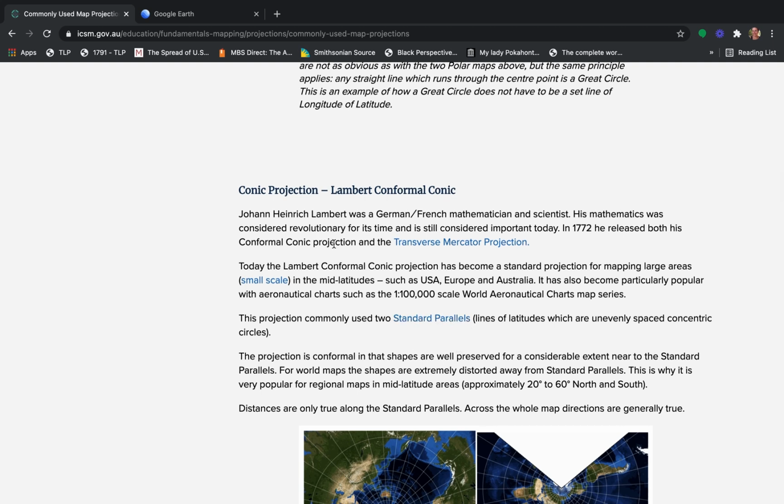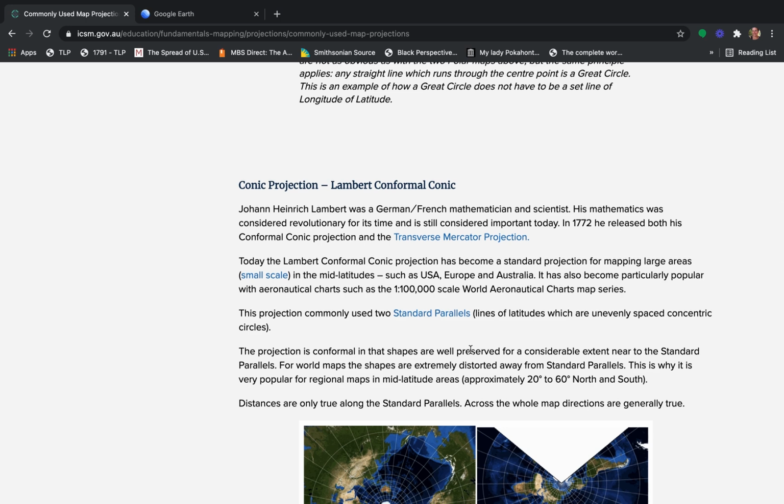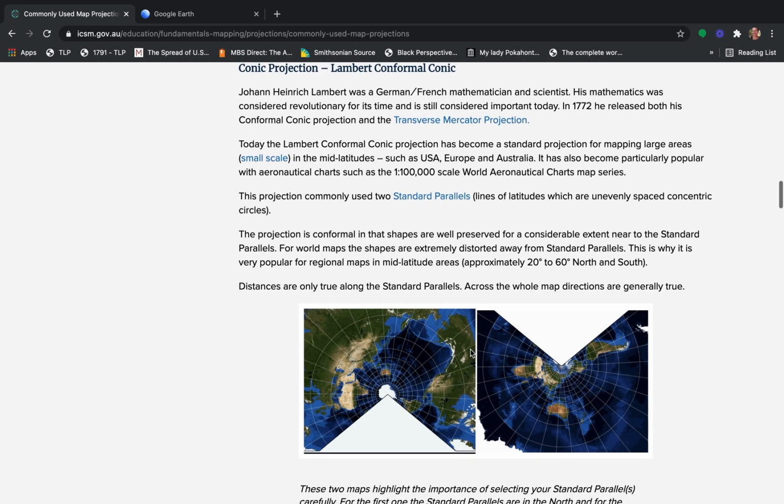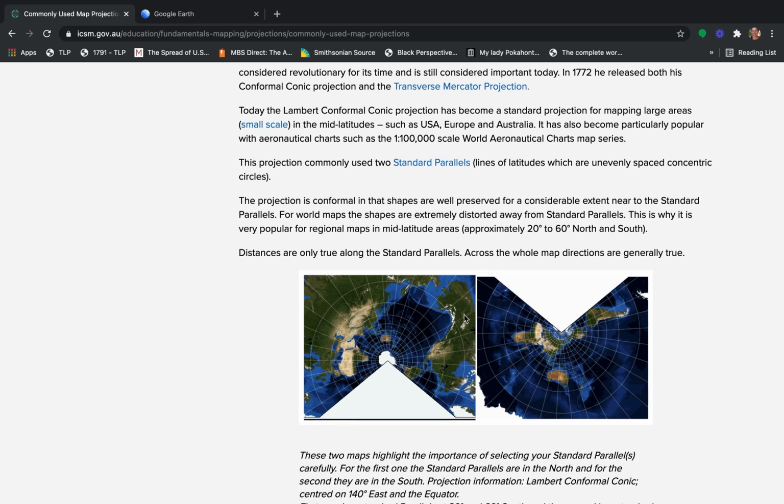So this comes from Johann Heinrich Lambert, who was a German-French mathematician and scientist. His mathematics was considered revolutionary for its time and is still considered important today. In 1772, he released both his conformal conic projections and the transverse Mercator projection. Today, the Lambert conformal conic projection has become a standard projection for mapping large areas and mid-latitudes. This is the one I think we should have probably used for Asia, but we didn't, and we would have had a better chance. We used it for Australia.